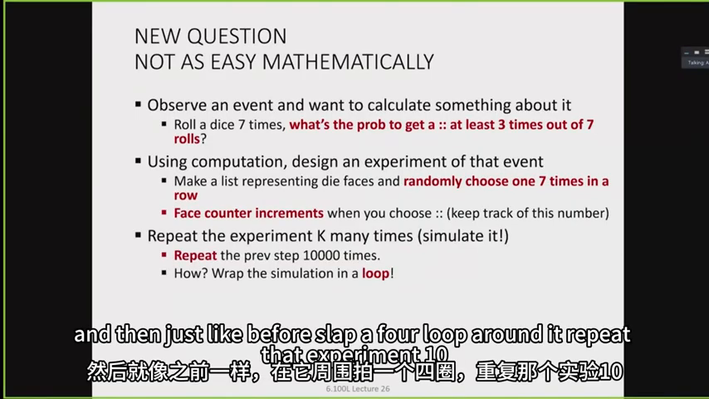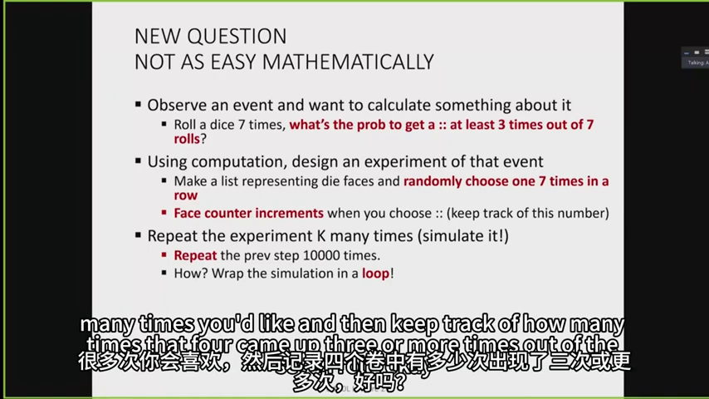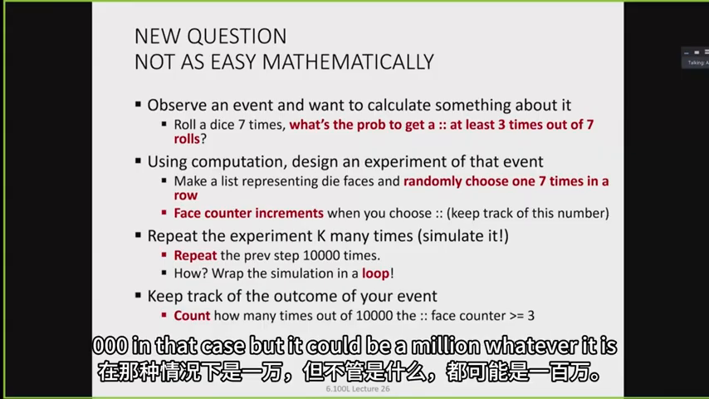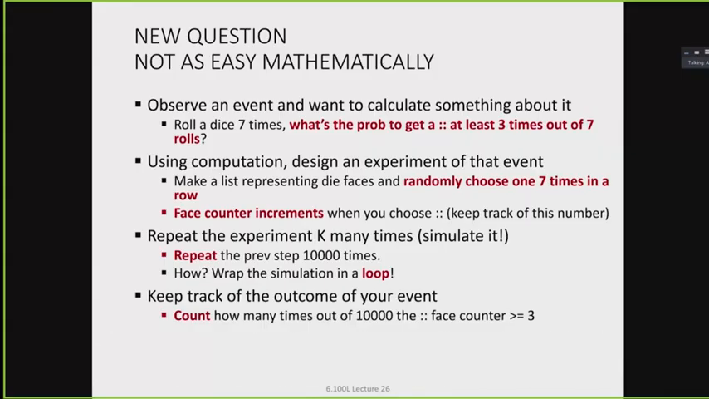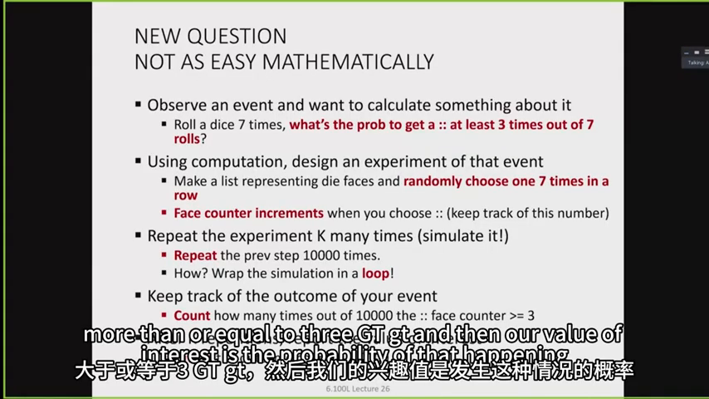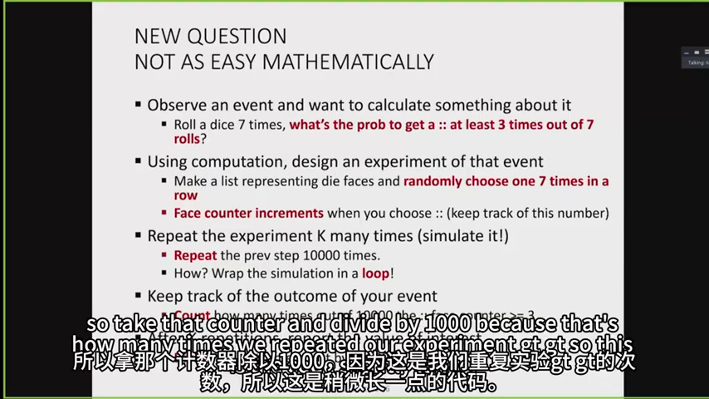And then, just like before, slap a for loop around it, repeat that experiment 10,000, a million times, however many times you'd like, and then keep track of how many times that 4 came up, 3 or more times out of the 7 rolls. So this is our event. Count how many times out of the 10,000, in that case, but it could be a million, we incremented our counter to be more than or equal to 3. And then our value of interest is the probability of that happening. So take that counter and divide by 10,000, because that's how many times we repeated our experiment.